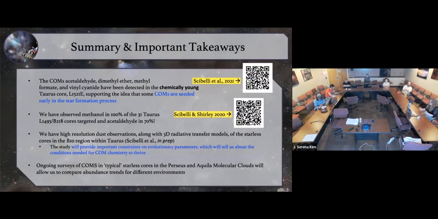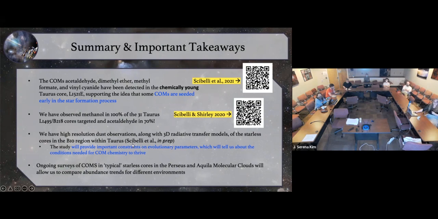Okay, so thank you all for listening, and I'll just run through the summary. We had this survey that looked at complex organics such as acetaldehyde, dimethyl ether, methyl formate, and vinyl cyanide in a chemically young core, L1521E. The paper's there if you want to check it out. And we find that some complex organics are seeded very early on in the star formation process. We have this survey of 31 cores looking at methanol and acetaldehyde, which you can find in this paper.